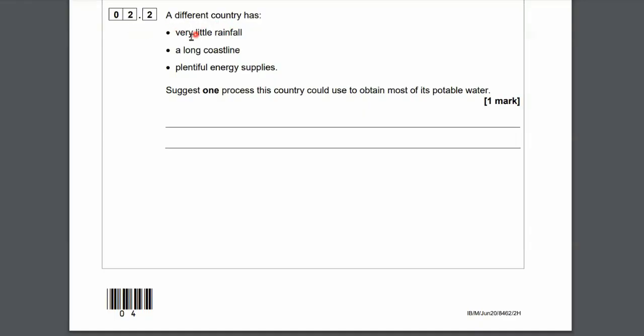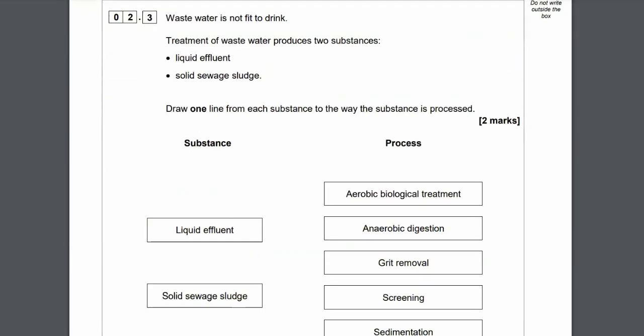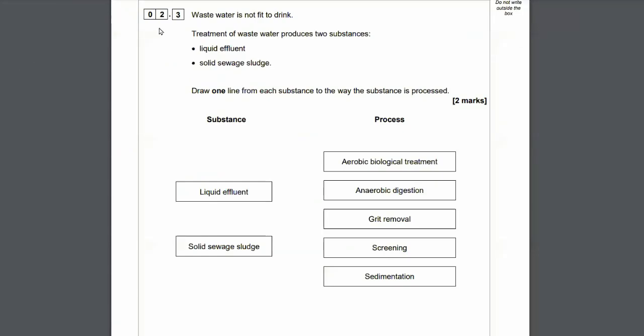2.2. A different country has very little rainfall, a long coastline, but loads of energy. We're talking Dubai, somewhere, the UAE, something like that. Suggest a process the country could use to get potable water. Look, it doesn't rain, but they can use reverse osmosis or distillation, where you just take the seawater and evaporate the water and condense it, and you've got salt-free water.